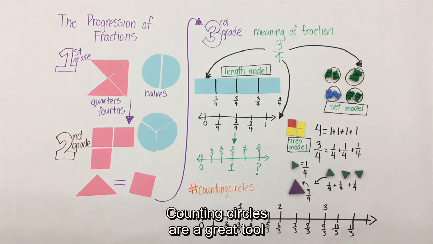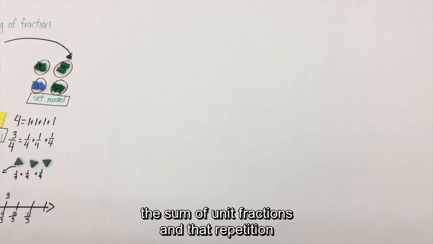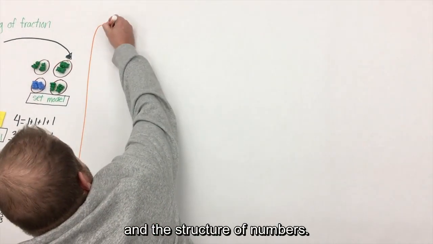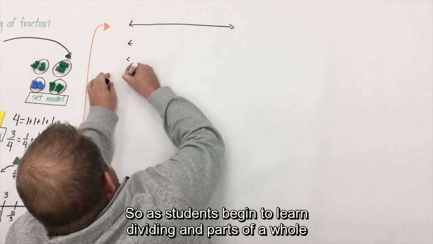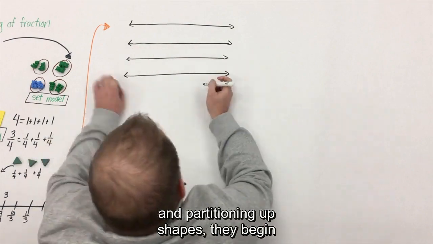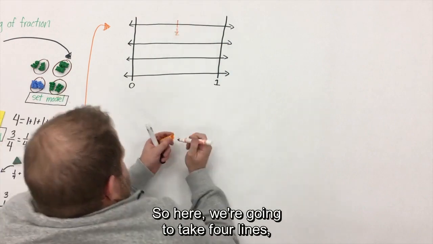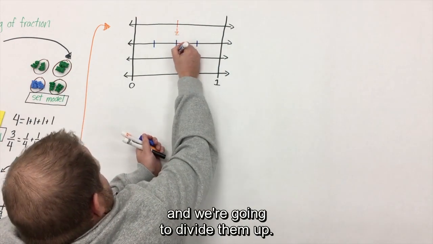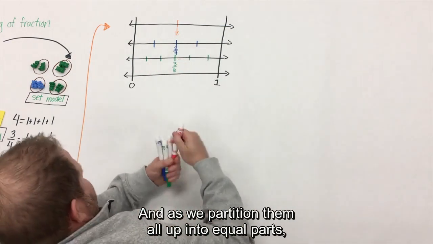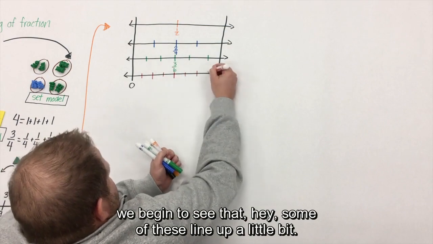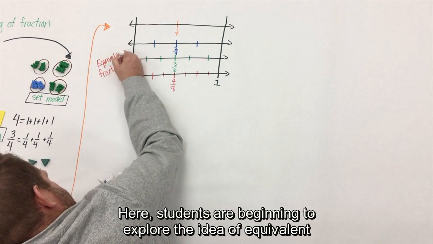Counting circles are a great tool to get students understanding and seeing the sum of unit fractions and that repetition and the structure of numbers. So as students begin to learn dividing in parts of a whole and partitioning up shapes, they begin to explore this idea of equivalent fractions. So here we're going to take 4 lines and we're going to divide them up. We're going to partition them all into equal parts. And as we partition them all up into equal parts, we begin to see that, hey, some of these line up a little bit.